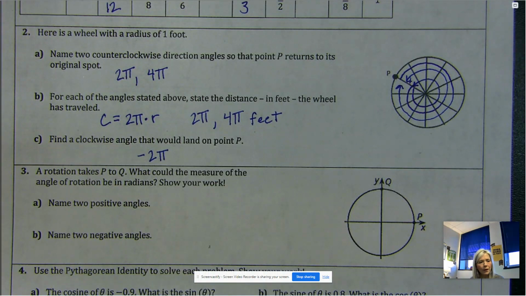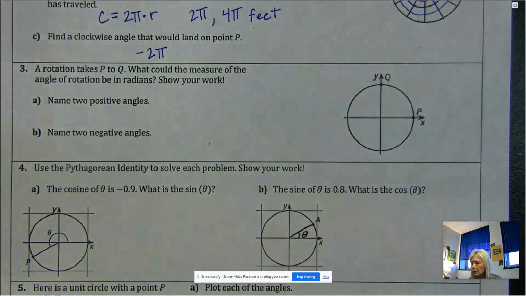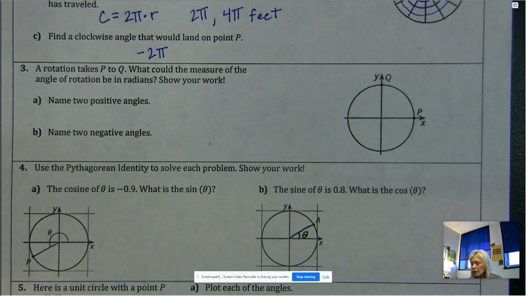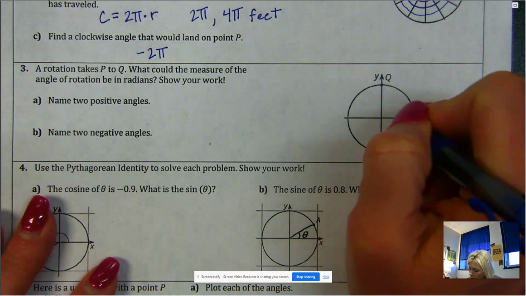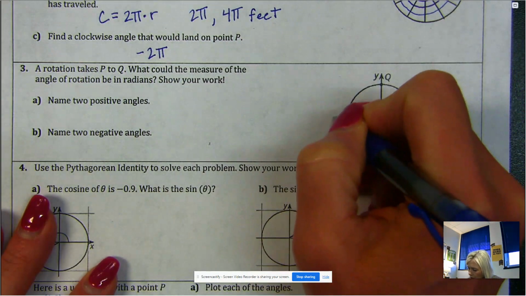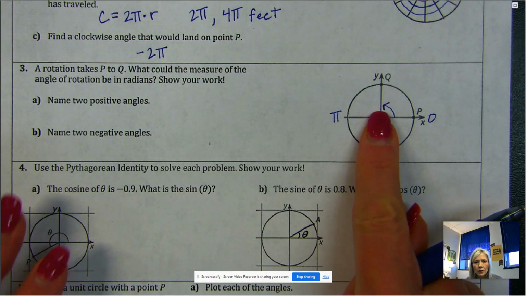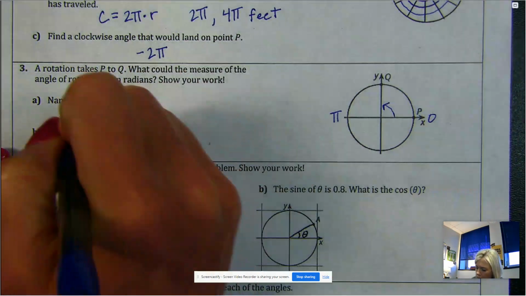All right. Okay, next. A rotation takes P to Q. What could the measure of the angle of rotation be in radians? Okay, so two positive angles. So I know from here to here, well, this is 0 and this is pi. And so that first angle could just be half of pi.